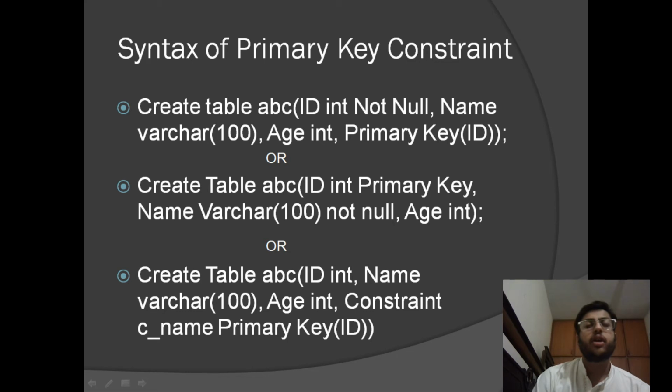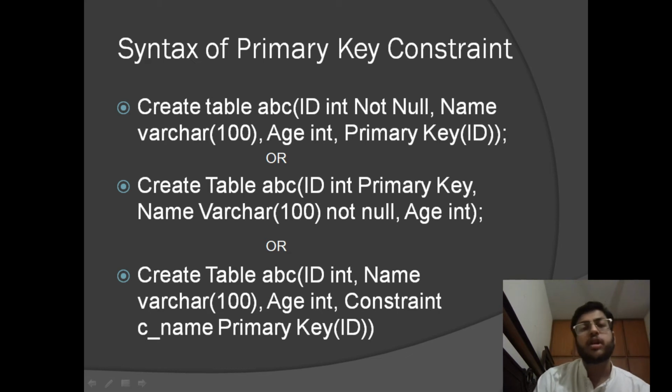ABC, right? Now the second query is create table ABC (ID primary key, name, age), right? Now what we are doing here is specifying the constraint with the column. Here we are writing ID primary key, meaning that ID will be the primary key, and we are doing it with the column where we want to apply that constraint, right?